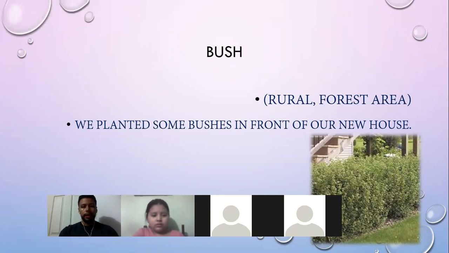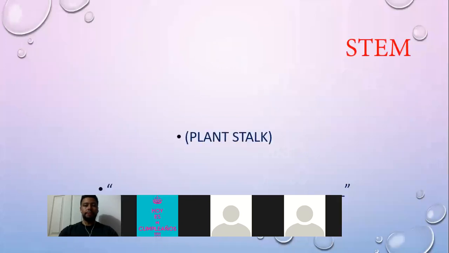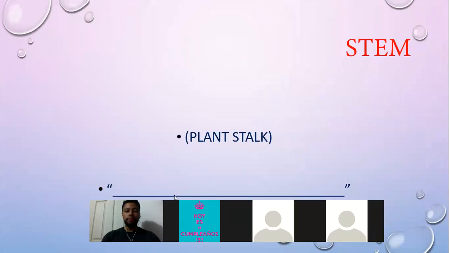All right, let's continue. Do you guys have any questions about these words? No? Are we good? Yes. Okay. Thank you. Let's continue. And then we have another example about bushes. Stem. All right. Here I need your help. Who can help me? Who can give me an example about this? This is the definition. Plant stalk.